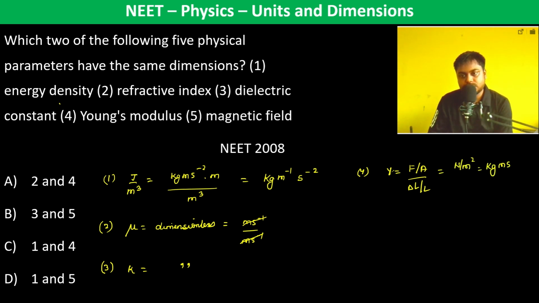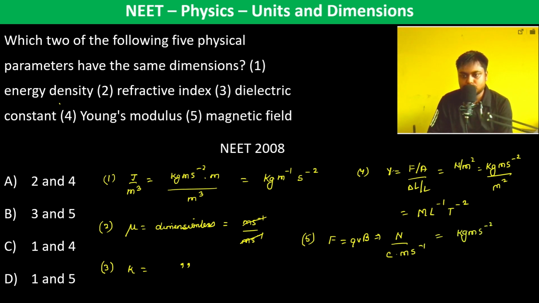Kg m s^-2 divided by m square, which is M L to the power minus 1 T to the power minus 2. And fifth, magnetic field. So F is equal to QVB. Therefore F by QV, which is Newton divided by Coulomb meter per second, that is B. So kg m s^-2, Coulomb is ampere into seconds into meter per second.